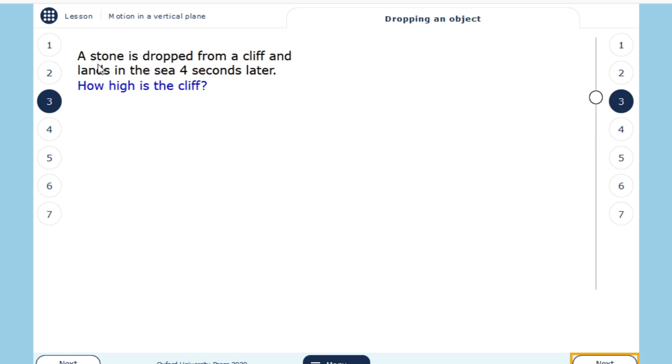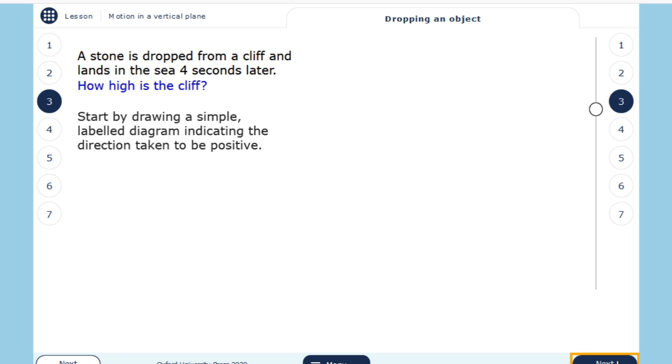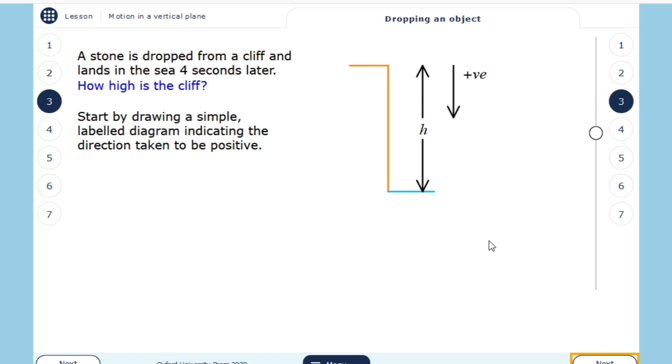So let's have this problem. A stone is dropped from a cliff and lands in the sea 4 seconds later. How high is the cliff? Now, for this kind of problem, they will give me the equations of the kinematics formulas. Let's start by drawing a simple labeled diagram indicating the direction taken to be positive. So I'm taking the positive direction as downwards. Here is the cliff, so we drop the stone from here.